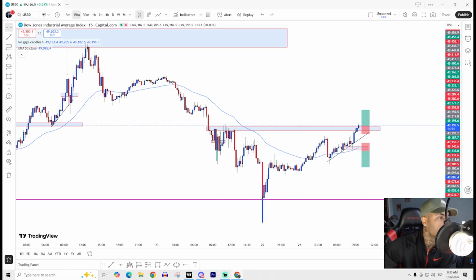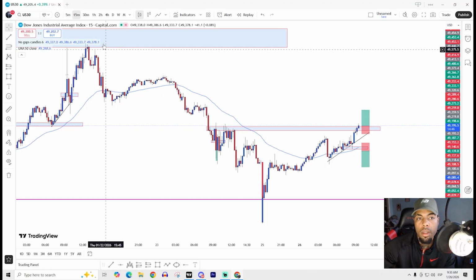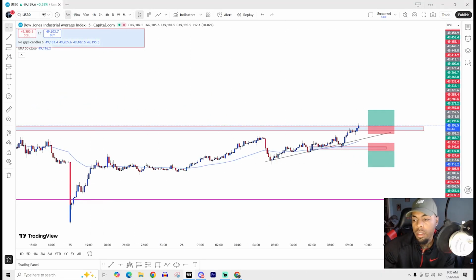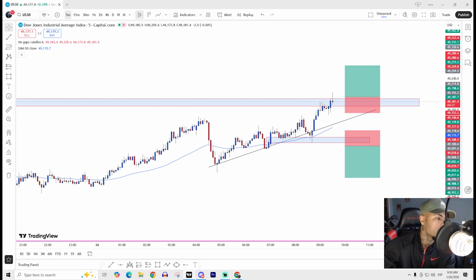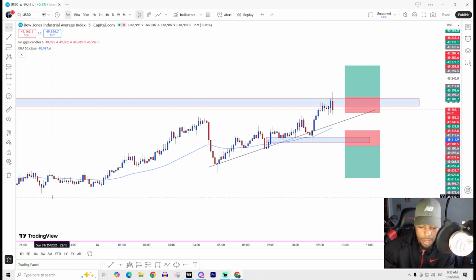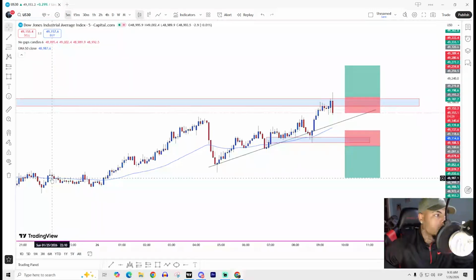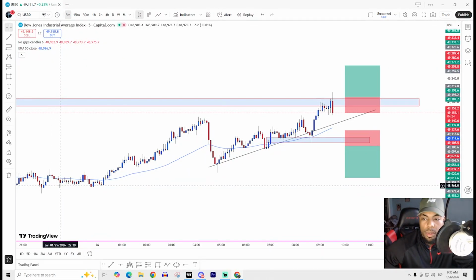Where's my all right, so NAS and then US30. I want to see a push, some type of push. This has got to go. That was messing me up. All right, so NAS. We're pushing sell, or we're pushing down. So hopefully with NAS and US30, we do see sell positions.